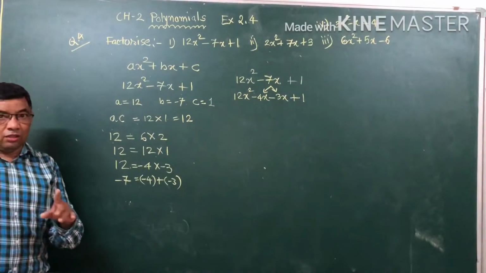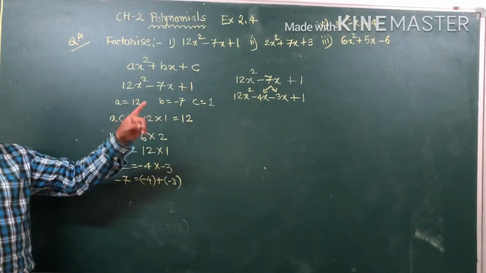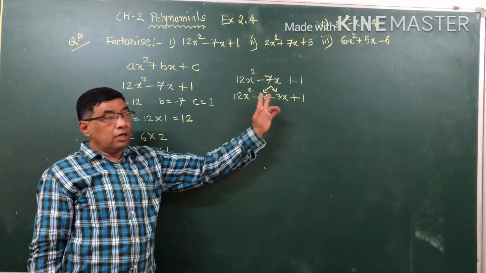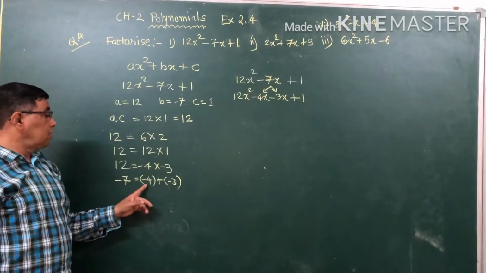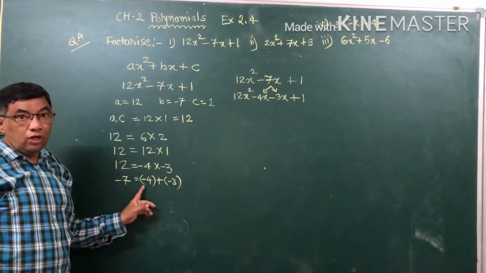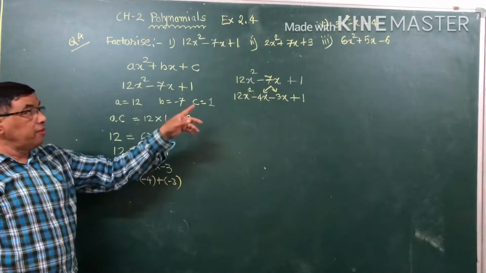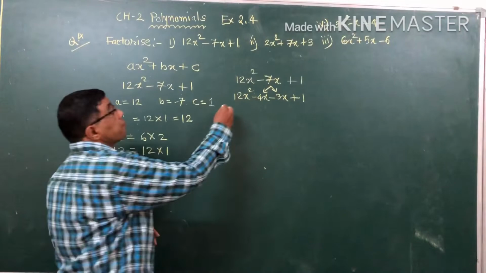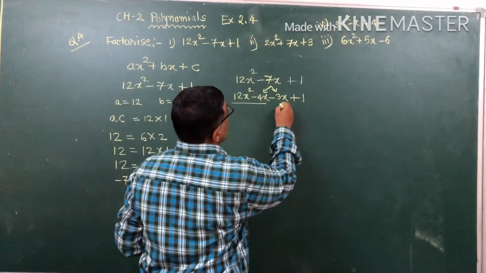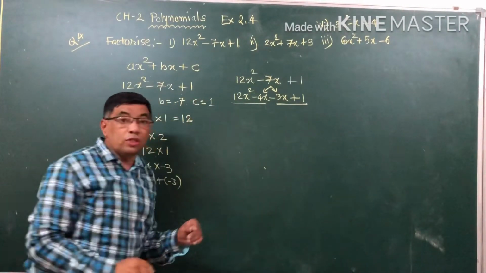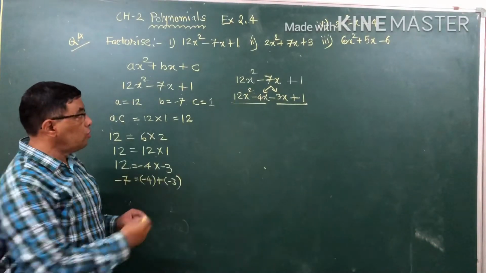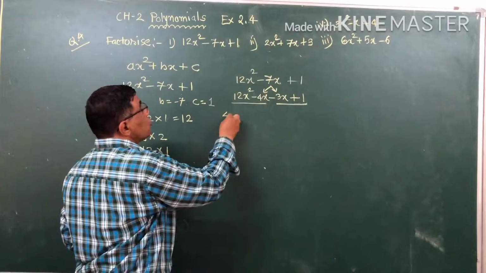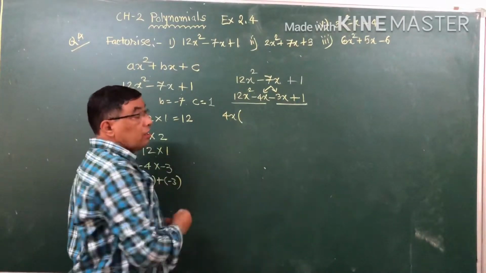Understood, students? This term minus 7x we are splitting into two terms, and which are the two terms? We are getting from here minus 4 and minus 3. So we apply minus 4x and minus 3x and plus 1. Then from the first two terms and the next two terms you take out the common. So here 4 is common in both and x is common in both. So we take out 4x as a common term.